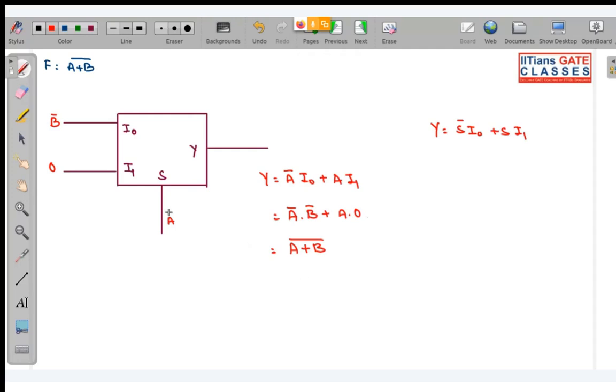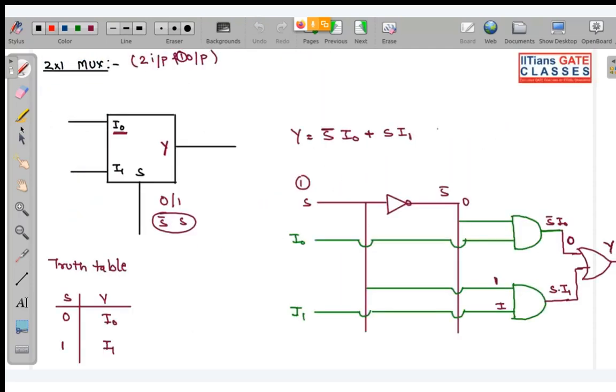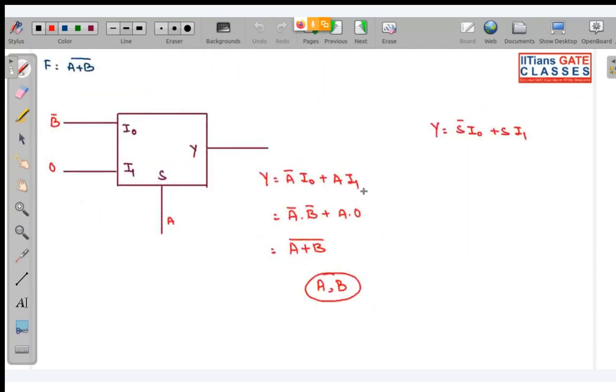You always have A, B, normal variables, readily available. But a complemented variable is not readily available. Look at the last example I had taken. The normal variable was readily available, but to take the complement, I had to introduce one inverter. So whenever there is a complemented variable, it has been generated using an inverter. So here basically I have B complement.